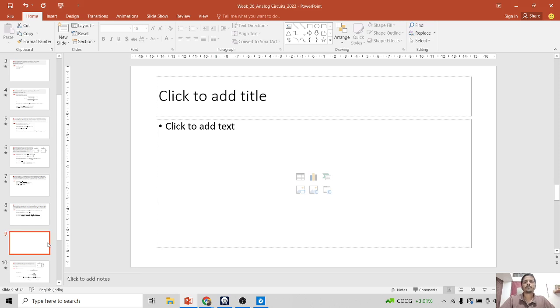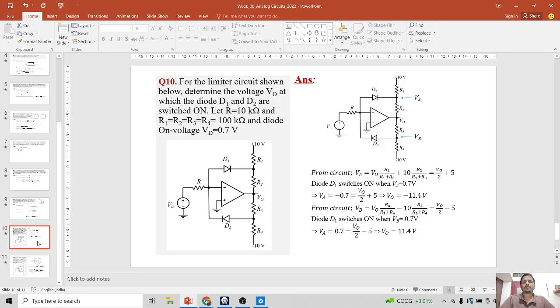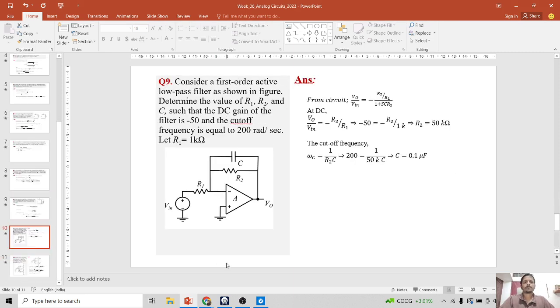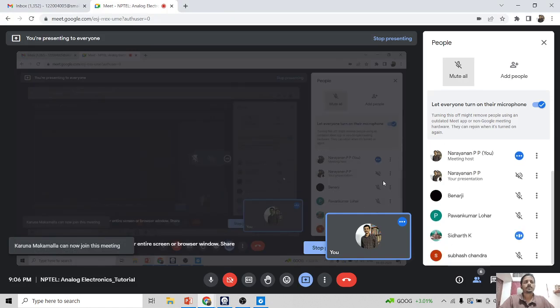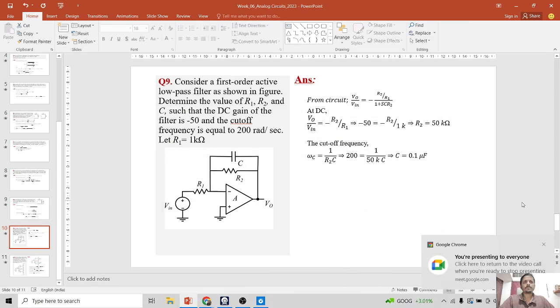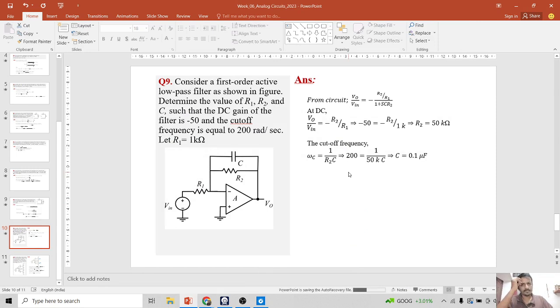So, any other questions? Sir, in the recovery time, what percentage of the capacitor should be charged? I mean, what percentage of the diode voltage should be charged by the capacitor?